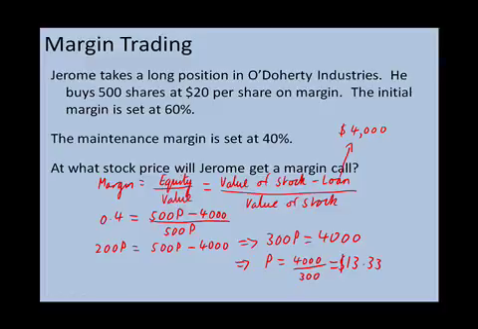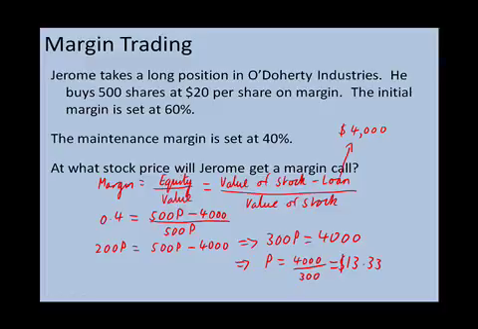Is there a way that Jerome could avoid getting a margin call? Well, you could use a stop loss sell to avoid the margin call. Jerome bought the shares at $20 per share. Now, if Jerome is very concerned about making a loss, he could place a stop loss sell order, maybe at $15. And that would limit his losses. So as soon as the price fell to $15, the shares would be sold for Jerome and his losses would be stopped at that point. And that would mean he avoids the margin call.